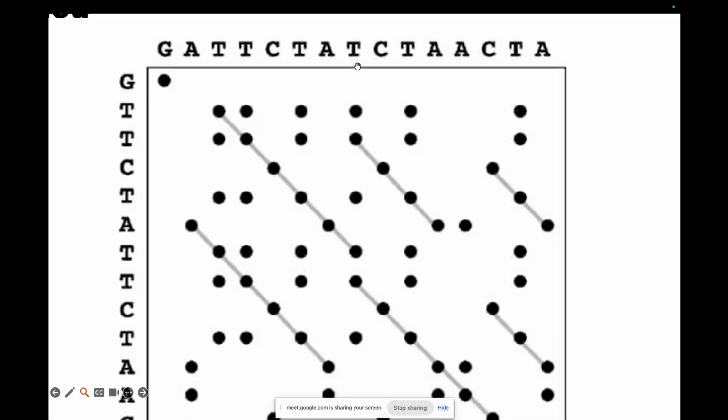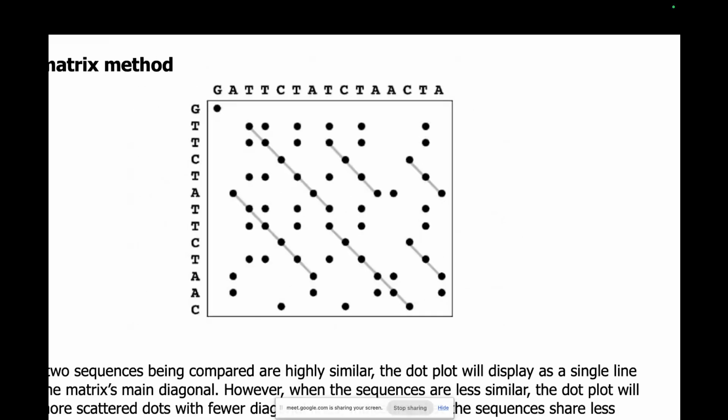So you have TCTA here, and you have TCTA here. This match is given by this particular line, and this match is also given by this particular line, which are parallel in nature. So if you have parallel lines to the diagonal in a dot matrix plot, it indicates that there is some repetitive region in and around those parallel lines, right?